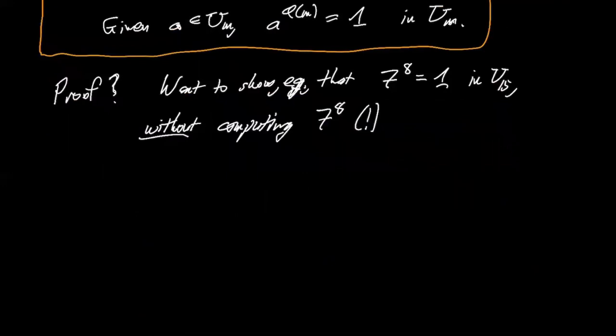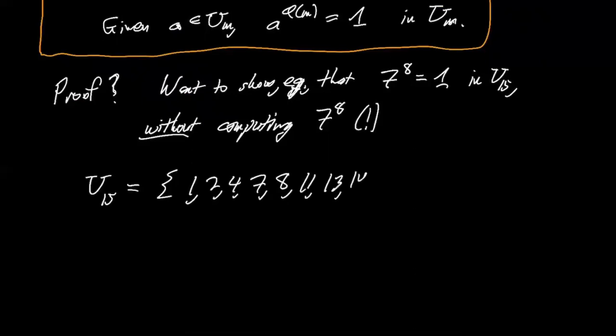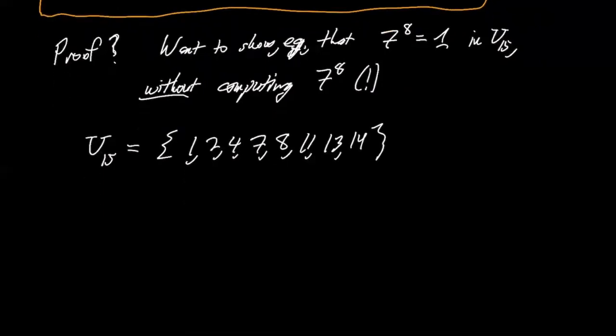So here's the thing. U15, as we said, as a set, is everything less than 15 that doesn't have a 3 or a 5 in it, right? So 1, 2, 4, 6 has a 3, 7, 8, no 9, no 10, 11, no 12, 13, and 14. So it's these 8 elements. Here's what I want to do. I want to multiply everything by 7, because 7 is what I'm trying to show here. So let's multiply everything by 7.